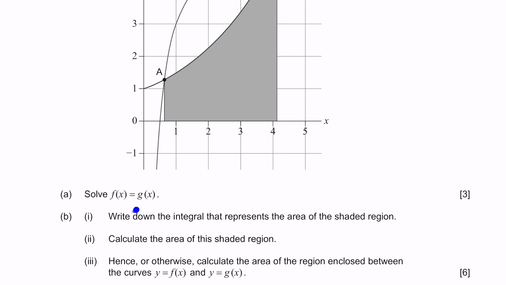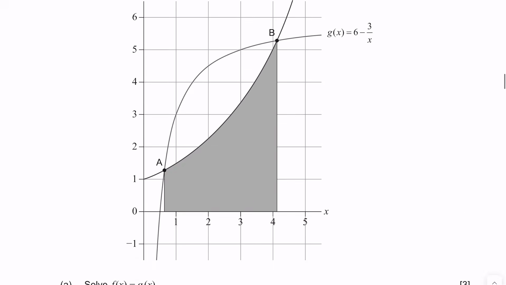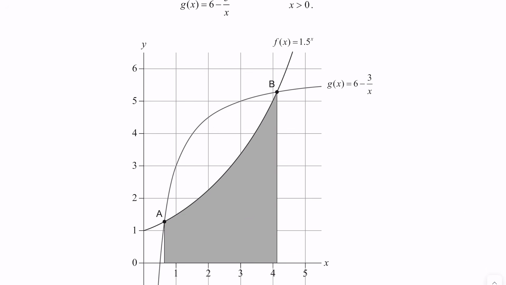So f of x is equal to g of x. This is f of x right here. This is g of x. We want to find the points where f of x is equal to g of x. In other words, we want to find the intersection points. What are the points on the graphs where f of x is equal to g of x? That would be point A and point B.